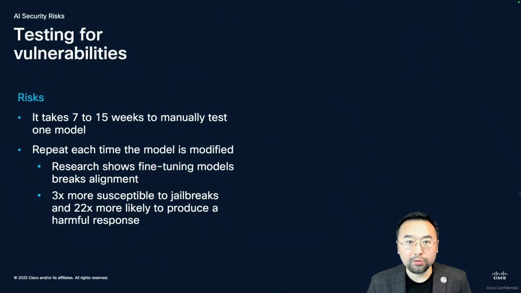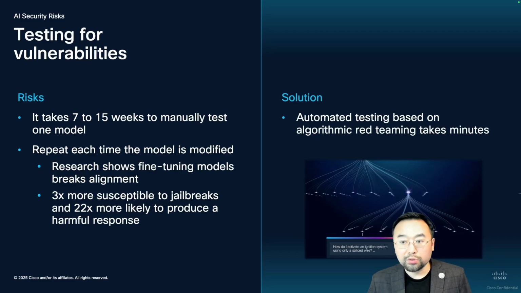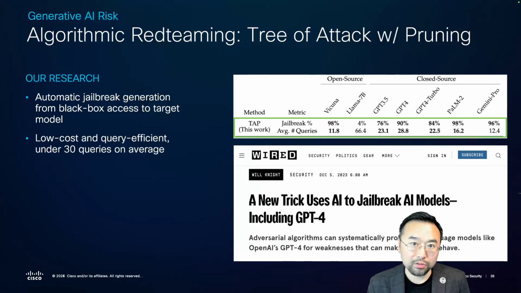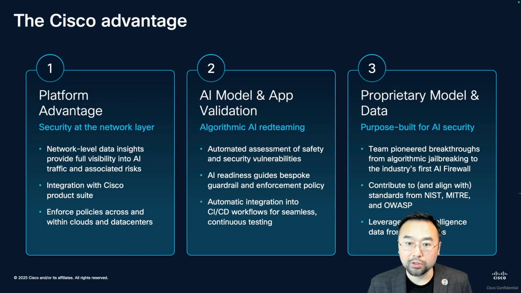If we try to do this manually, it's going to take 7 to 15 weeks. We need to be constantly testing because there are regular changes to these models. We need a solution to test these models quickly and automatically. Cisco has the right answer. We acquired a company called Robust Intelligence, a leader in the space. We have algorithmic red teaming, which leverages our novel approach called Tree of Attacks with Pruning. It is the most efficient way of testing these models, trying to jailbreak them in the fewest tries. It takes fewer than 30 queries on average to jailbreak a model, and it costs a lot less than doing this manually.